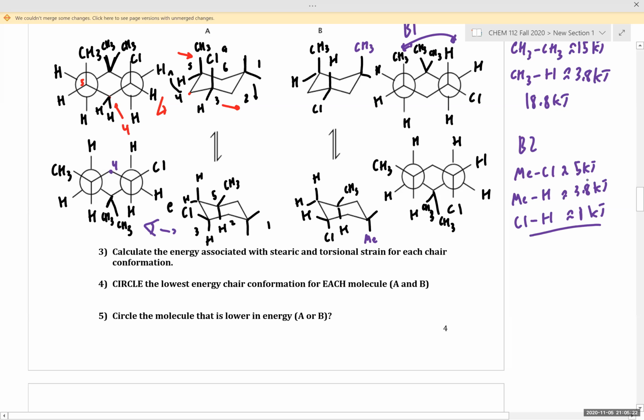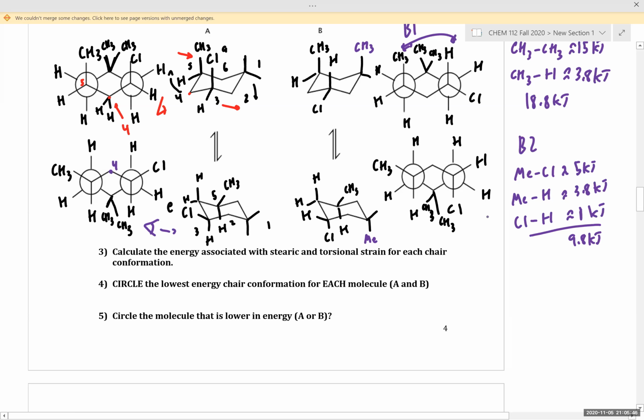Okay, so adding it up, we have 9.8 kilojoules. If I wanted a very exact strain calculation, I'd give you the diaxial strain, but most of these you should have memorized, like a methyl hydrogen, chlorine hydrogen, and methyl chlorine. Those are all tabulated and ones you should be very familiar with.